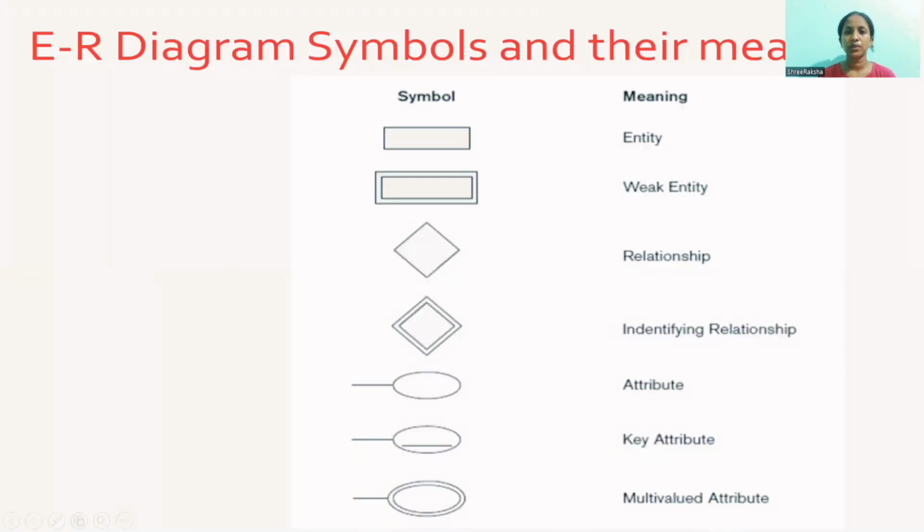These are the symbols of the ER diagram. A rectangle box is used to represent an entity. When there are two rectangle boxes, it is used to represent a weak entity. This rhombus shape is used to represent the relationship. Attributes are represented in an oval shape. With an underline, it is represented as a key attribute. A multi-value attribute is represented by two ovals.